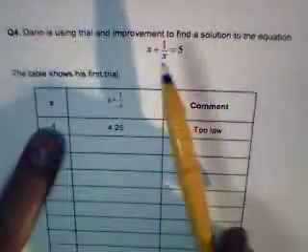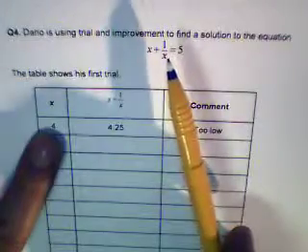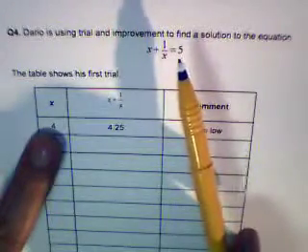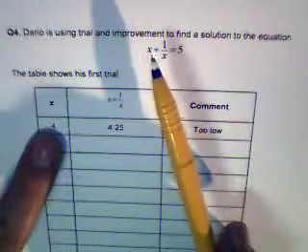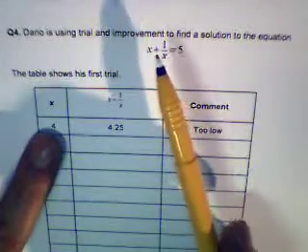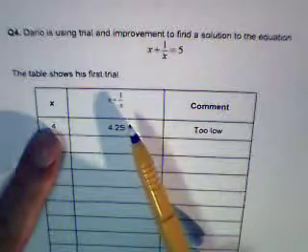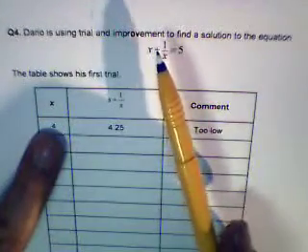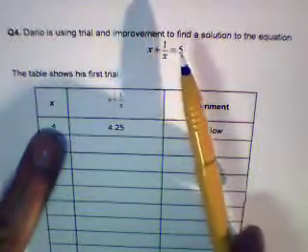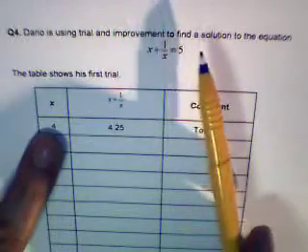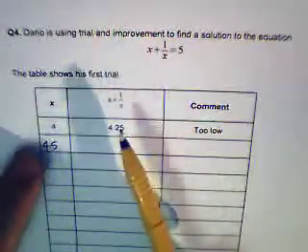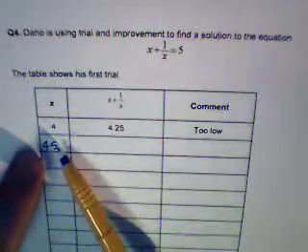Okay, so this is a trial and improvement question, and we can see that we have x plus 1 over x equals 5. So we can see they've put 4 in to start with, and that would give you 4 plus 1/4, which is 4 1/4, or 4.25. If you put 5 in, you're going to get 5 plus 1 over 5, 5 plus a fifth. It's going to be too big, so I'm going to put in 4.5.